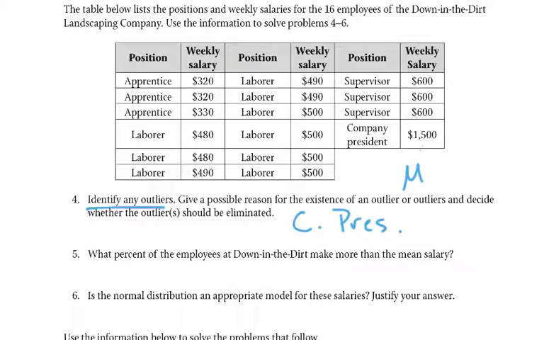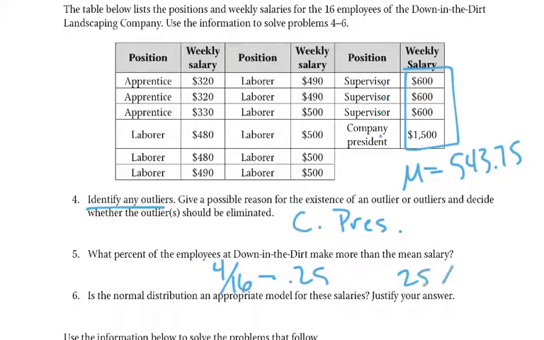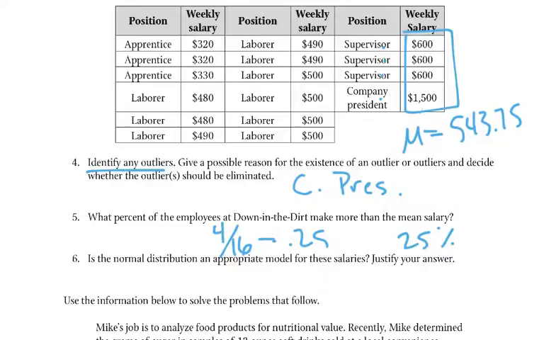And then dividing by how many there are, which is 16, right? So we end up with the mean salary of $543.75. Okay. So what percent of the employees at Down in the Dirt make more than that? Well, that's the supervisors and the company president. So that's 1, 2, 3, 4. 4 out of 16. So, 4 divided by 16 would give us 0.25. So 25% make more.